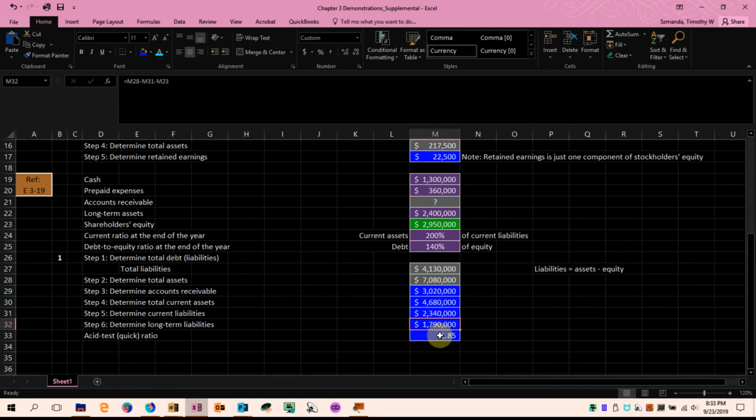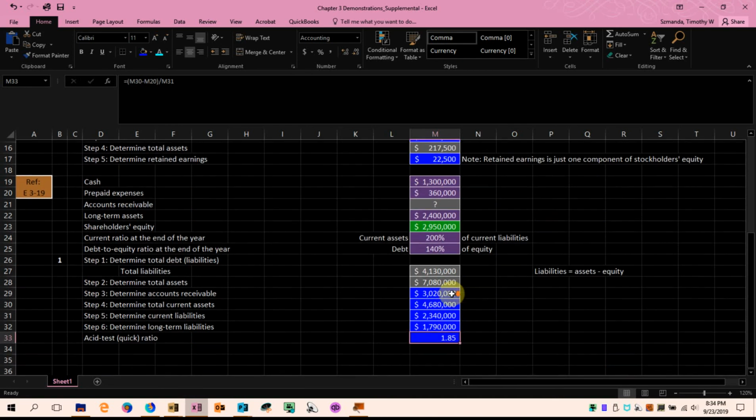Finally, the acid test, or the quick ratio. Here I took the total of current assets, and I deducted from it the prepaid expenses, and I divided by the total of current liabilities, and that gives me the quick ratio. Remember that we do not include the prepaid expenses in the quick ratio. It's not a quick asset. Otherwise, we just would take the current assets less the prepaid and divide it into the current liabilities. If you have any questions on either of these two exercises, please let me know.